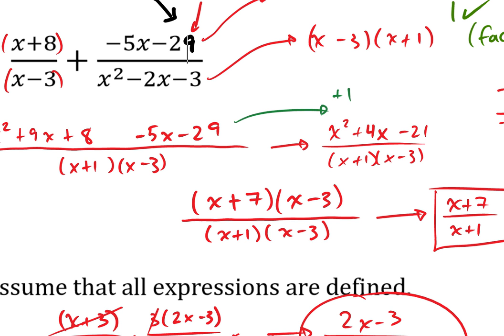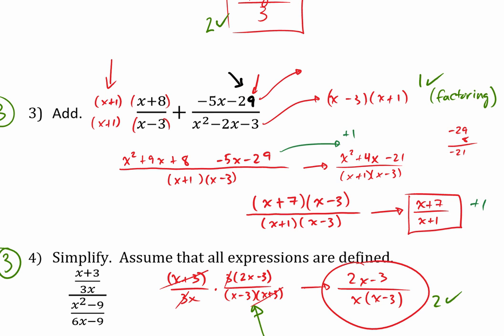That numerator factors, and once it factors, it revealed that there was a common factor of x plus 3. I eliminate that. This problem did not ask me to state restrictions on the domain. If it did, I would have said x can't be negative 1 and x can't be positive 3.